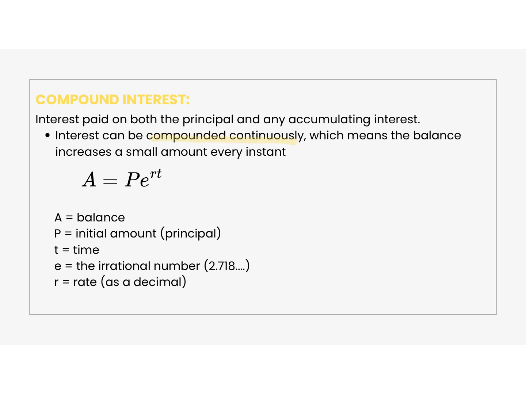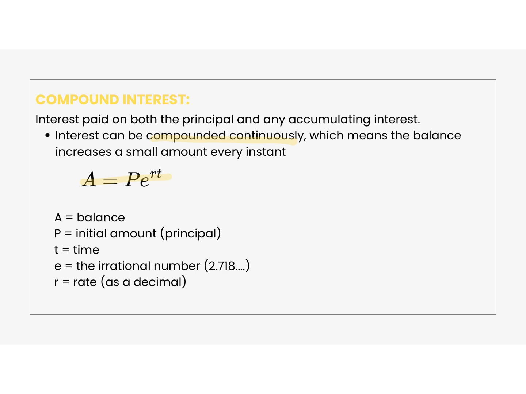So when you see that compounded continuously, that means the balance increases a small amount every instant. So it's literally compounding continuously every second, okay? When we see compounded continuously, we're going to use this equation, which is different than the one we looked at previously. And it's A equals P times e to the power of RT. So A is your balance, right? Your ending amount. P is your initial amount, your principal.